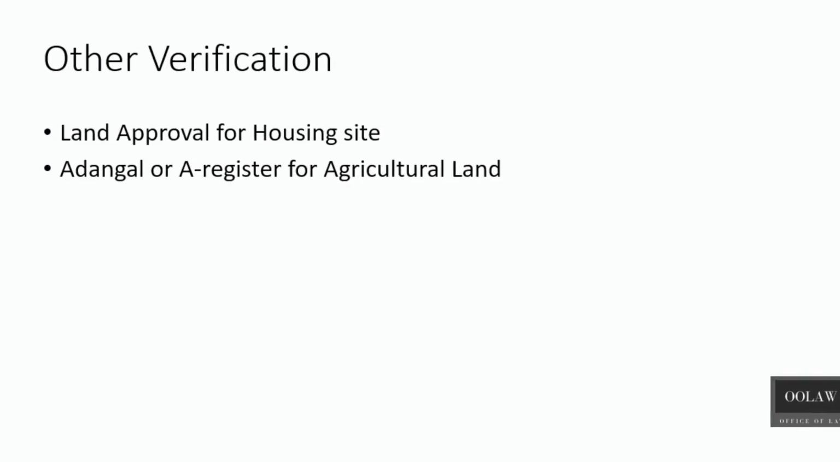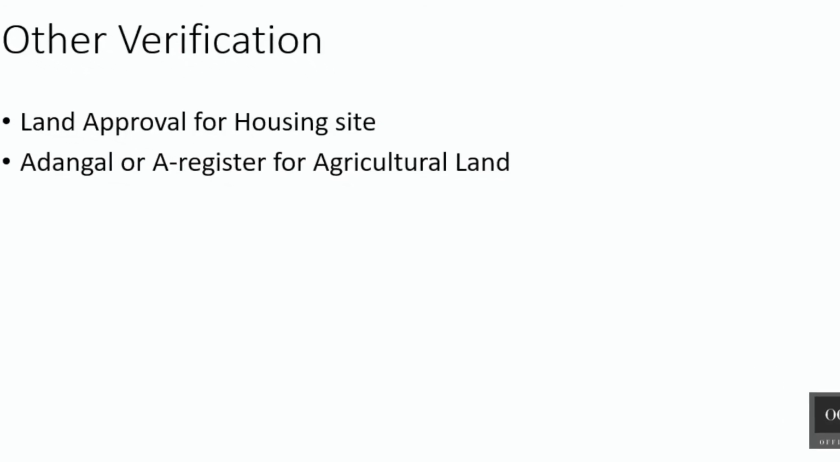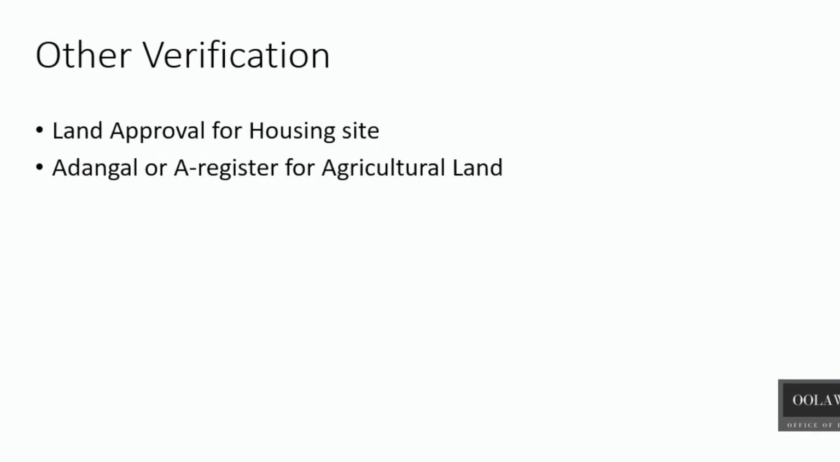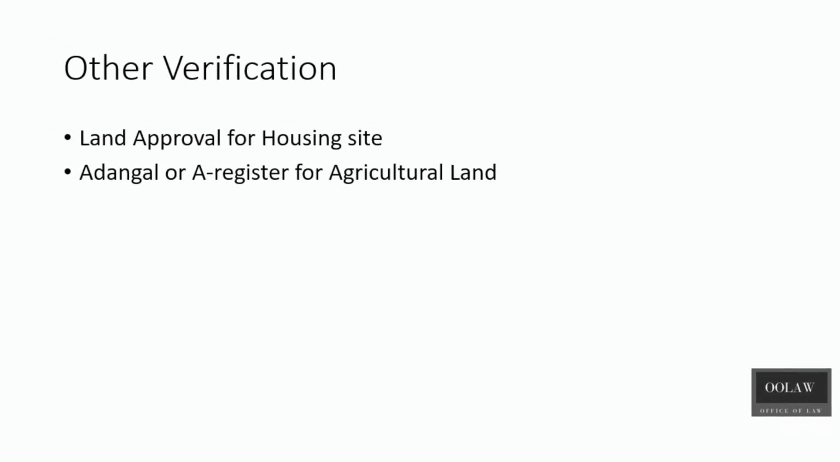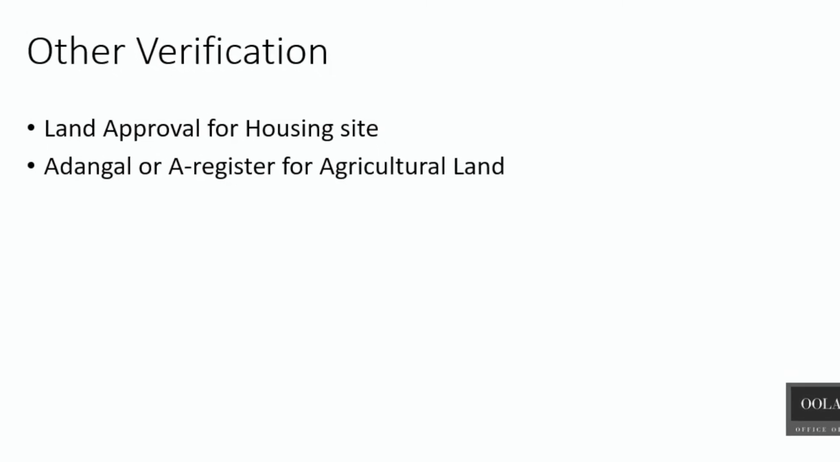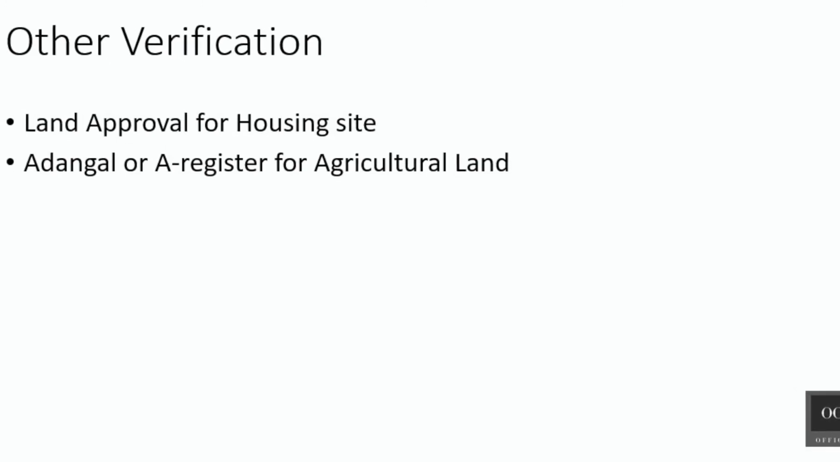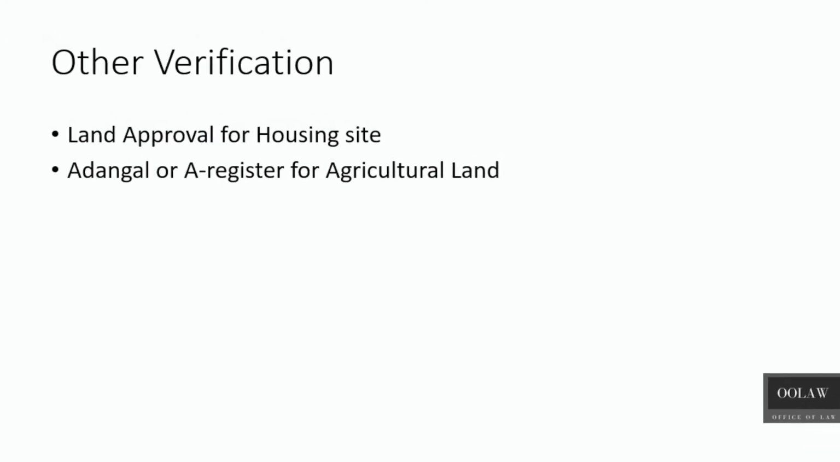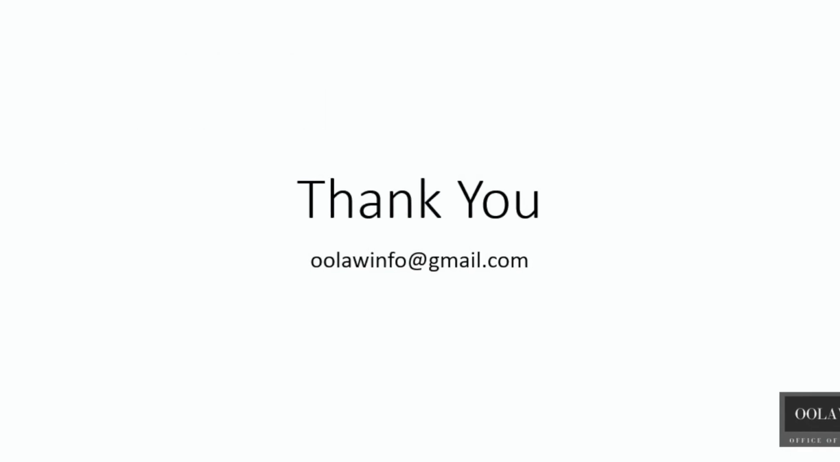If you are purchasing an agricultural land, then apart from the above verifications, you have to check the Adangal or A register, which will contain the details of the land owner, extent, and nature of the land.